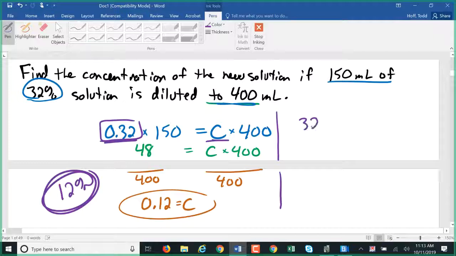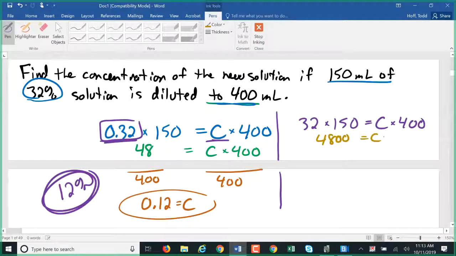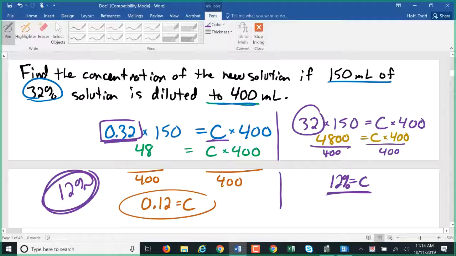You could have done 32% times 150. Notice I just left it as 32. Equals the concentration times 400. And what would have happened there is this would be 4,800. And when I divide out that 400 here, I get 12 equals my concentration. That is already a percent. Since we left the 32 as a percent, the result we get for the concentration is a percent.